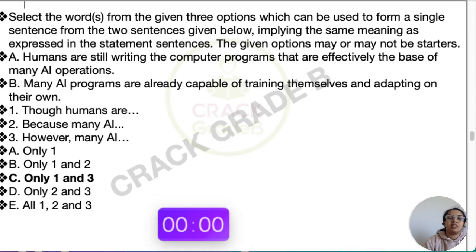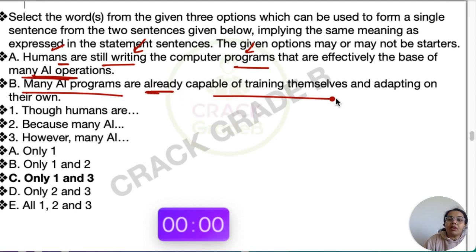Answer is first and the third one. So humans are still writing the programs that are effectively the base of many AI operations. This is many AI operations, the common thing here, which is in this case the object. So humans are still writing programs which relates to this. Many programs are already capable of training themselves. See, these two things are opposite to each other.